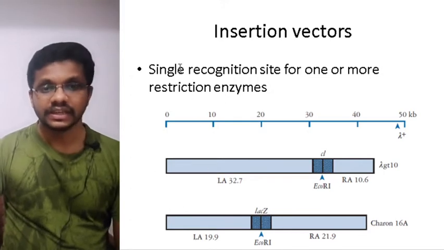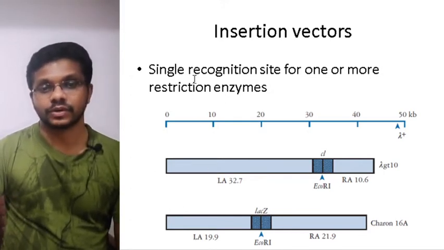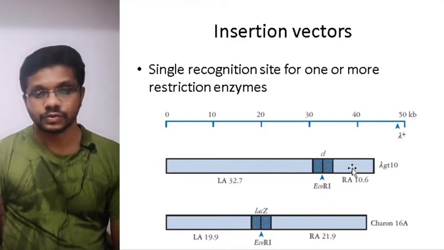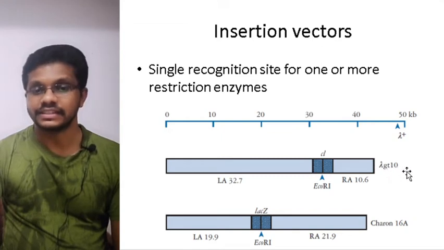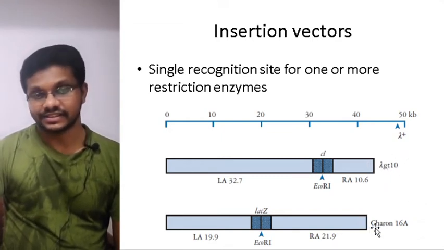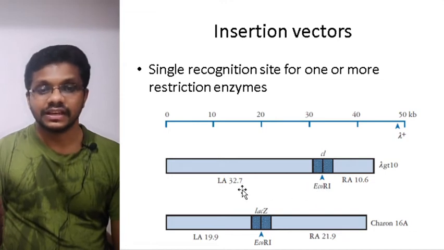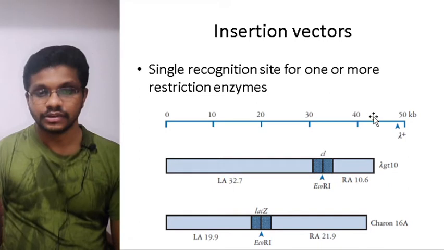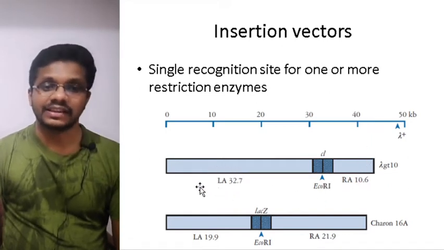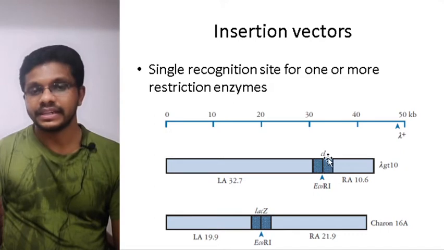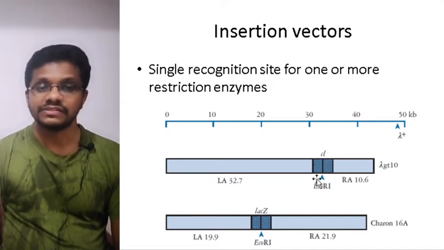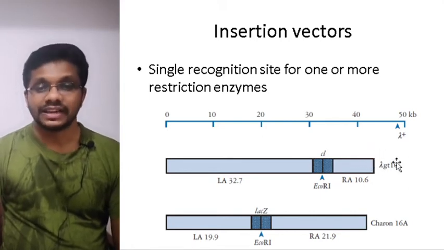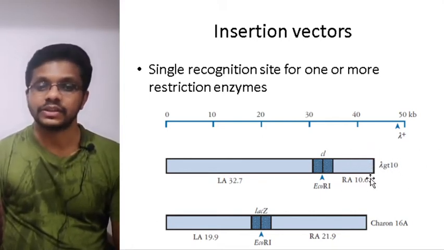A single recognition site for one or more restriction enzymes is the feature of insertional vectors. Lambda gt10 is an example, and Charon 16A is another. This insertional vector's size is about 42, I think, about 43. It has a left arm and a right arm, and in the middle there is a cI gene. In the cI gene we have an EcoRI site. As its size is about 42, we can add about 9 kilobase pairs of DNA into lambda gt10.